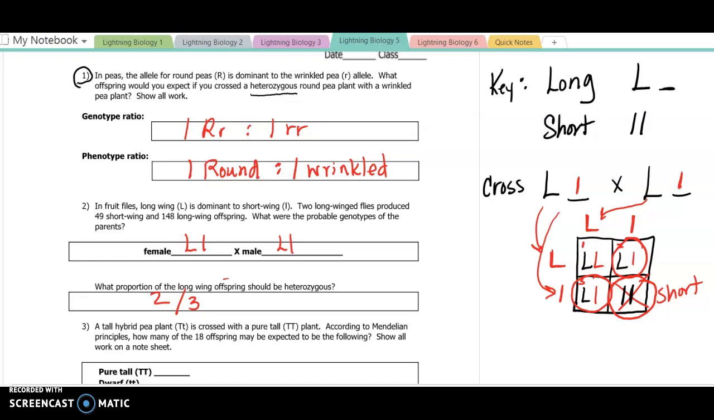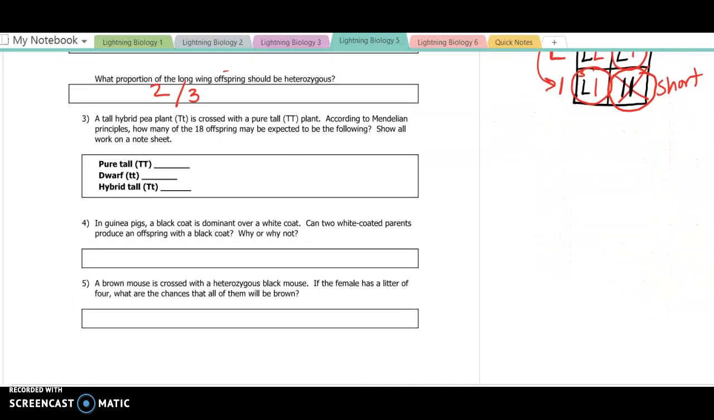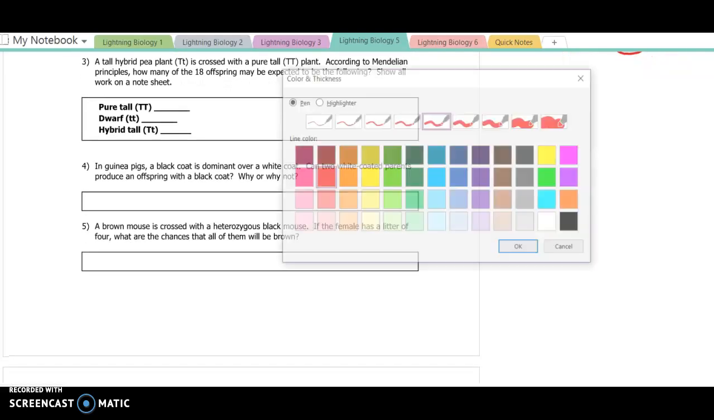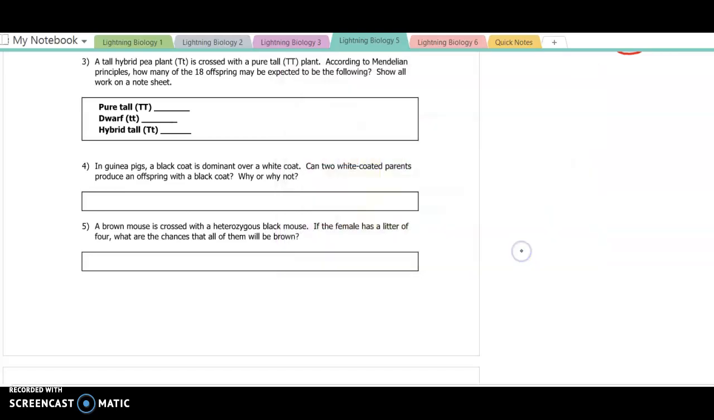All right, moving on to the next question. We'll scroll up here. Question number 3, a tall hybrid. Ooh, what's hybrid? That's a word you might have to go look up. Hybrid is the same thing as a heterozygous. So heterozygous means that it doesn't have the same allele. It has one dominant, one recessive. So a tall hybrid pea plant.